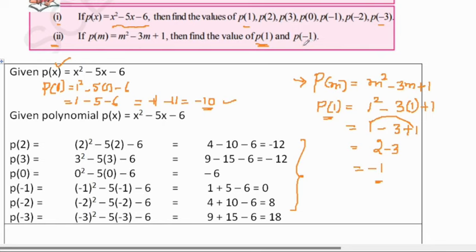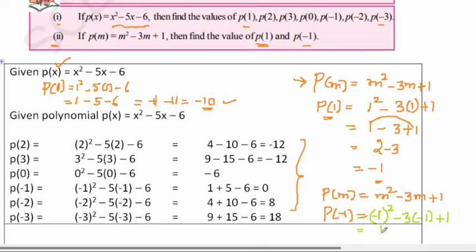So we have to also find P of minus 1. In the place of m, we have to replace minus 1. Earlier we have replaced it with plus 1. Now we are going to replace with minus 1. So I'm just going to change the pen color. So minus 1 square minus 3 into minus 1 plus 1.